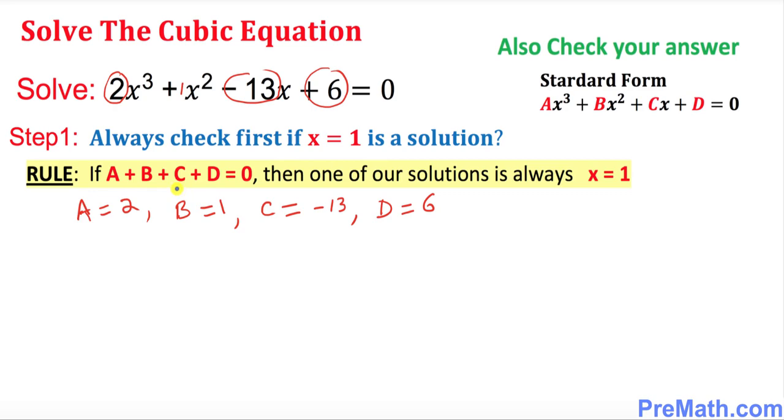And here is the rule. It states that if you add a plus b plus c plus d and that turns out to be 0, then our solution is x equals 1. In our case, a equals 2, b equals 1, c equals negative 13, and d equals 6. If you add them up, this adds up to negative 4, which is not 0. So that means x equals 1 is not a solution.